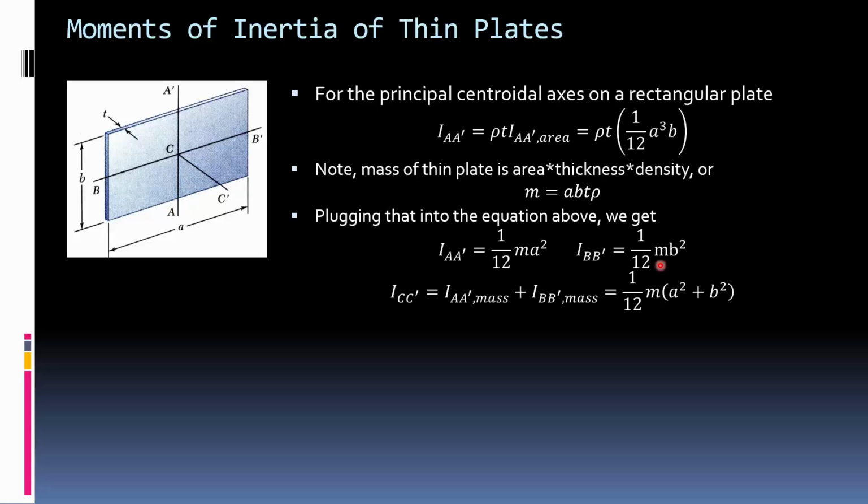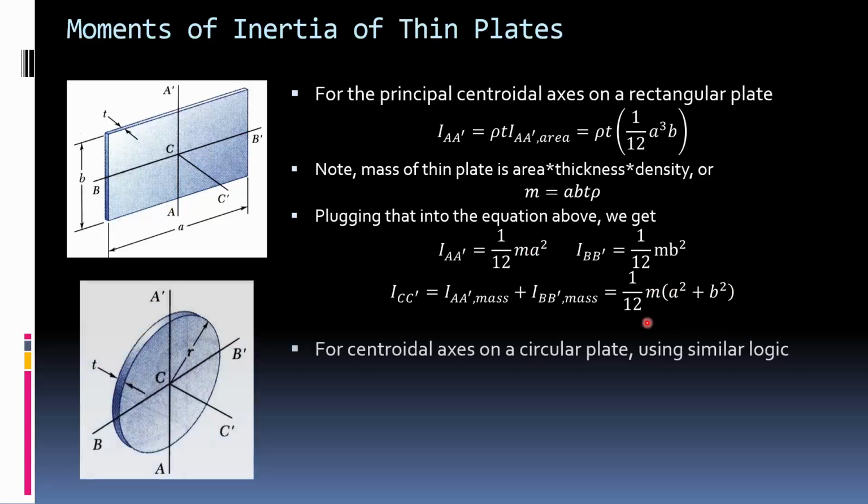And so we just talked about in the previous slide, with respect to the c prime axis, it's just the sum of the two. So it's going to end up being 1/12 M quantity a squared plus b squared. So that's for a rectangular plate.